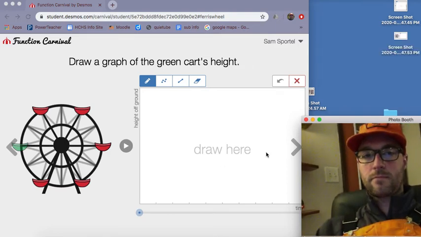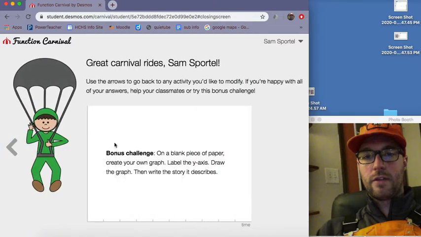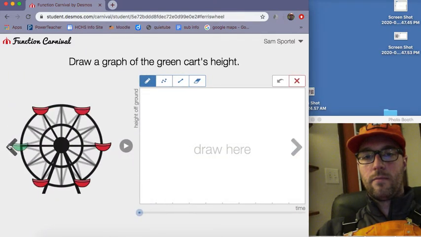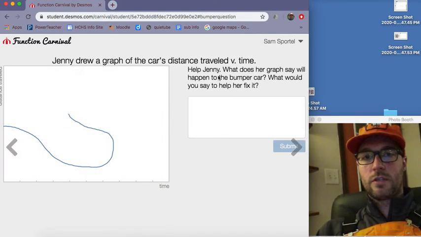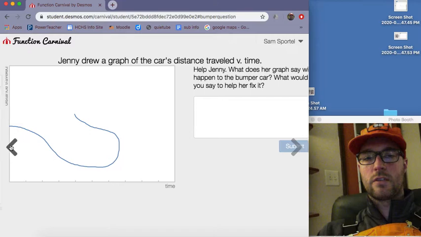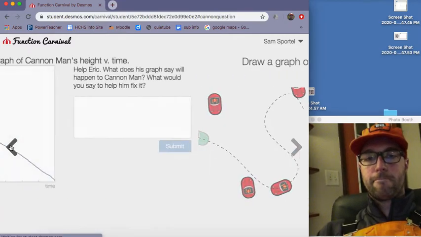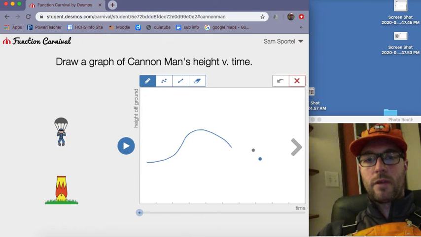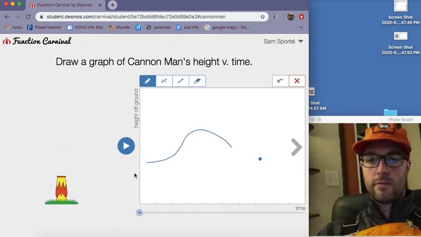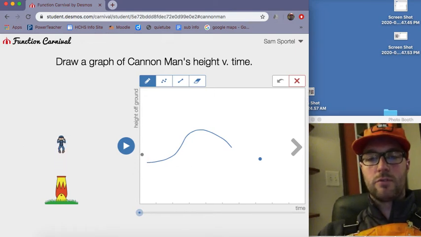Okay? After each graph, there is a wonderful little question that just says, hey, what does your graph say would happen to the bumper car if this is what the graph looked like? And so just kind of jot out your answers as well. And that brings us back to the beginning. So let's just try and figure out how you would solve these problems.